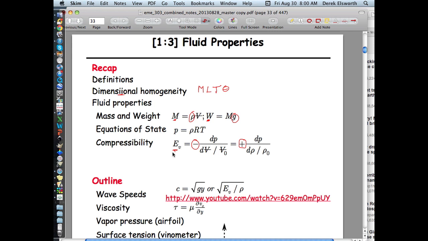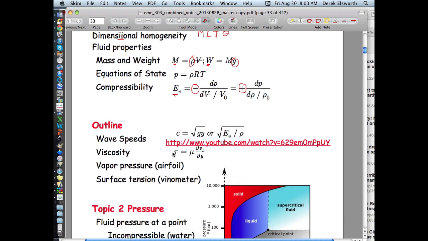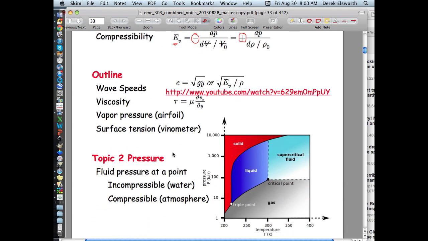One of the reasons for talking about compressibility is because it figures into an important feature of solids and fluids, and that is related to wave speed. And so the things that we'll talk about today are wave speeds, viscosity of fluids, which we've talked a little bit about, vapor pressure and surface tension, and my guess is that's about as far as we'll get. And so that's the plan for today.